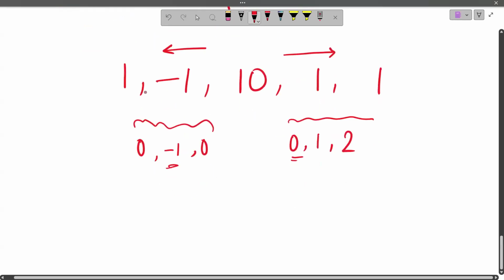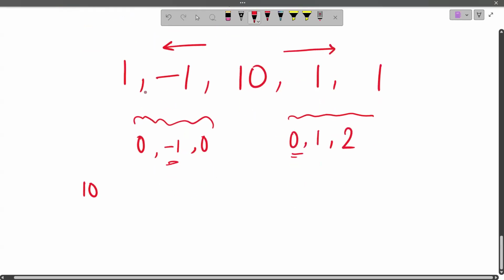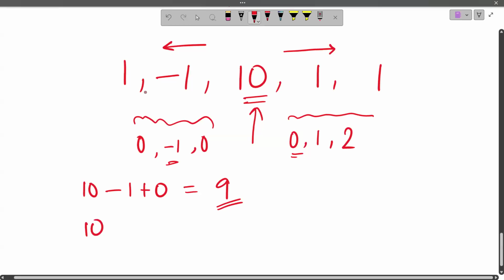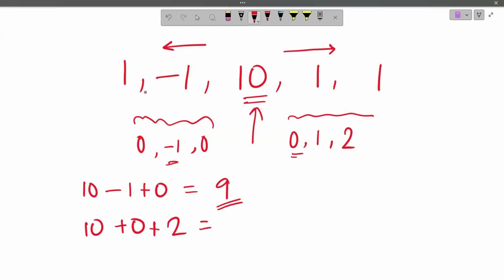So what is the total minimum I can get? 10 here, because I have to include this element, -1 from here and a 0 from here, right? So that will give me a value of 9. And what is the maximum I can get? That is 10 again, I have to include this. 0 from here, I will take the maximum from here, and 2 from here, I will take the maximum from this side. So the value I can get is 12. That means if I include 10, the range of values which are possible is from 9 to 12.